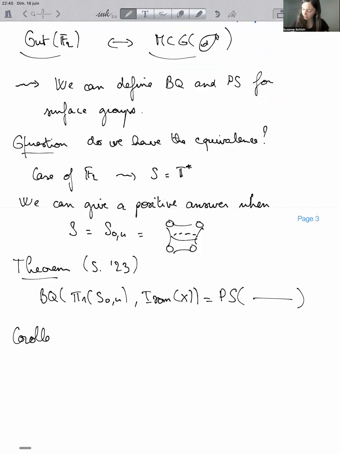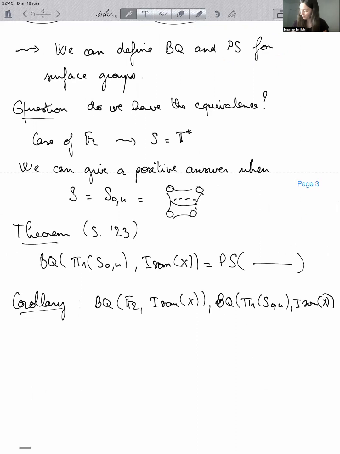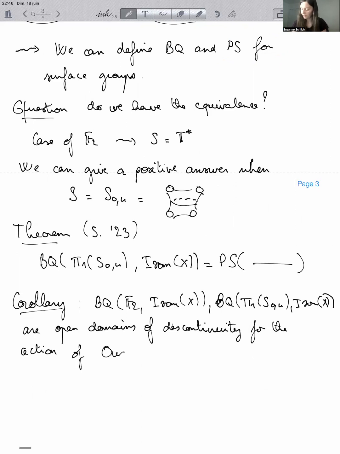As a corollary, what do we obtain? We obtain that the set of Bowditch representations of F2 and the set of Bowditch representations of the fundamental group of the 4 punctured sphere are open domains of discontinuity for the action of the outer automorphism group of F2 and, respectively, the mapping class group of S_{0,4}.